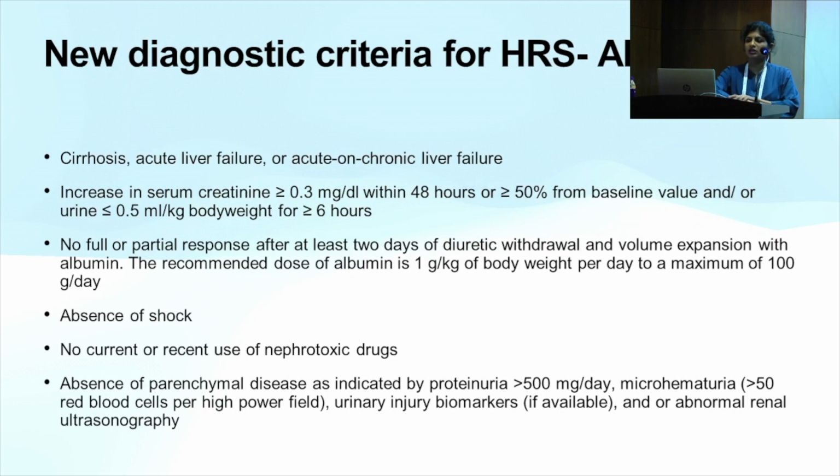So the complete diagnostic criteria for HRS-AKI: the patient should be having an underlying liver failure. It can be cirrhosis, acute liver failure, or acute-on-chronic liver failure. In addition to that, serum creatinine increase of more than 0.3 milligrams per deciliter within 48 hours, or more than 50% of the baseline value, or urine output less than 0.5 ml per kg body weight for more than 6 hours. Then you have to withdraw the diuretics, and there should be no response despite albumin administration. That's the other criterion. Absence of shock, absence of nephrotoxic drugs, and parenchymal renal disease has to be ruled out. So this is the diagnostic criteria for HRS-AKI.